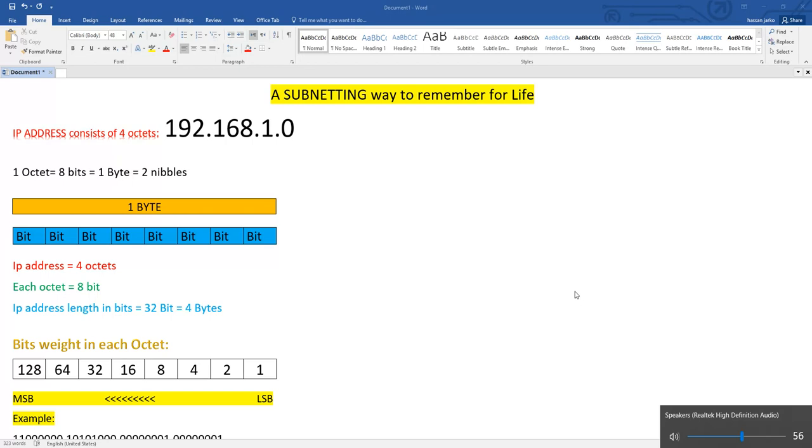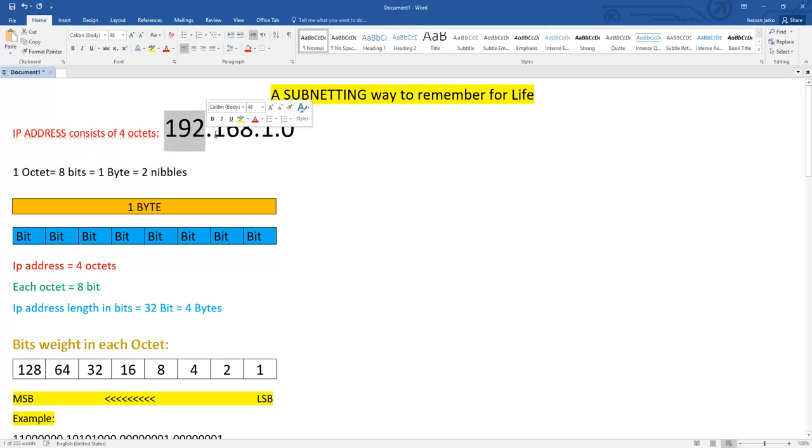So basically, let's agree on some concepts. First, the IP address consists of 4 octets. Okay, 1 here, 2, 3, and 4. So this part we call an octet. Octet in Greek means 8. So each octet will have 8 bits or 1 byte. Of course, as we know, 1 byte equals 8 bits.